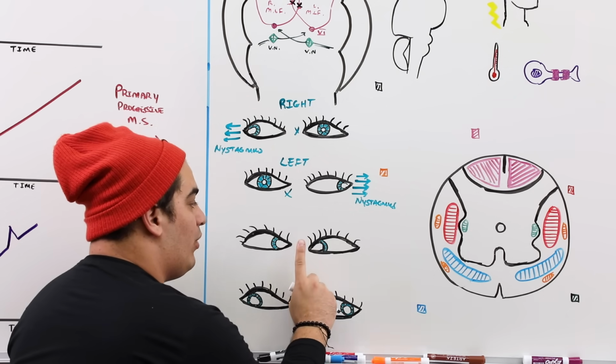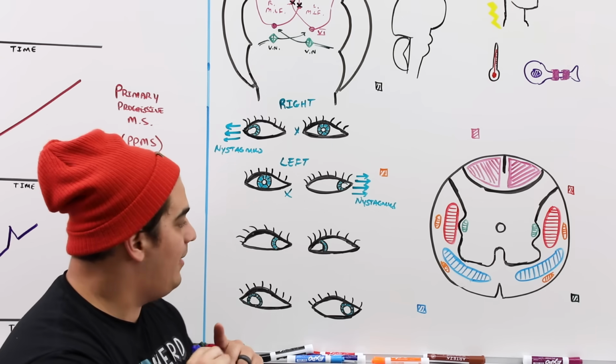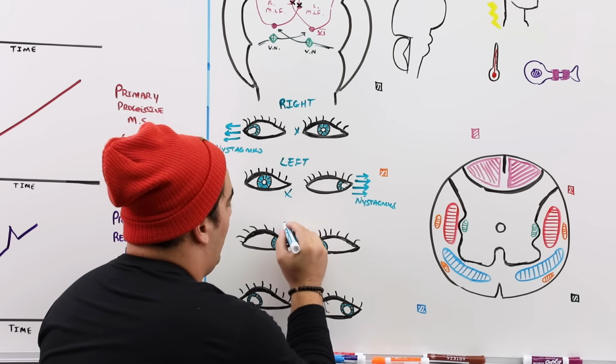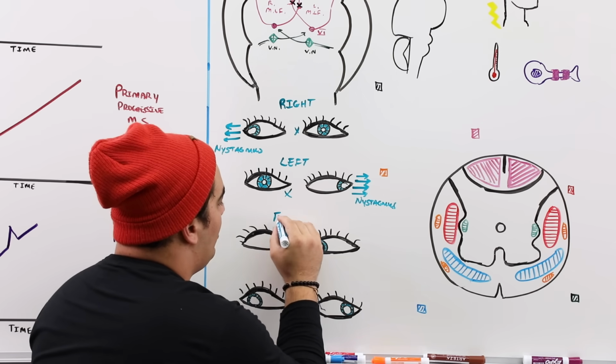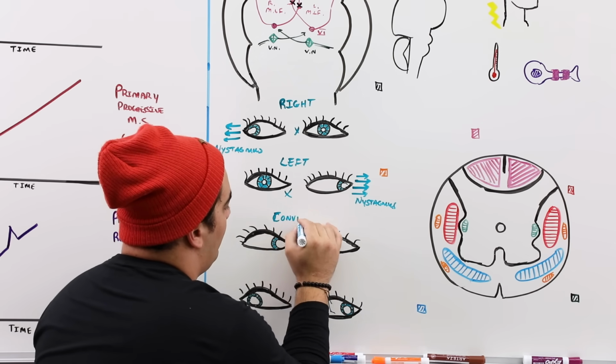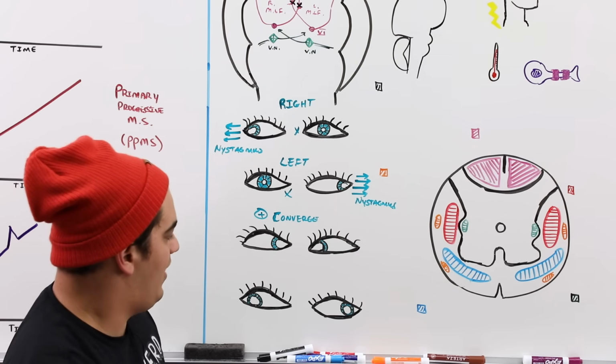So if you have them bring your finger inwards towards them, they'll be able to converge. Okay? So having the accommodation reflex, or bringing your finger closer to them, they'll be able to converge. Okay, they'll have a positive convergence on that.